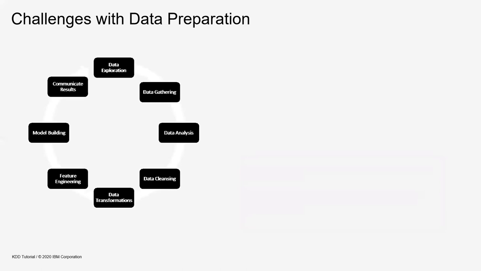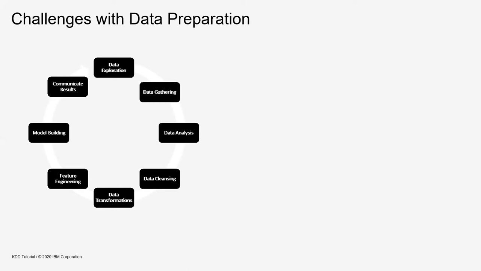So that's where we started and we said, okay, this is what a data science lifecycle looks like. A data scientist gets data, they would do exploration, gathering, analysis, cleaning, build some features, build a model, and go and communicate the results to the user and voila, they're done. But this is really a very theoretical cycle.